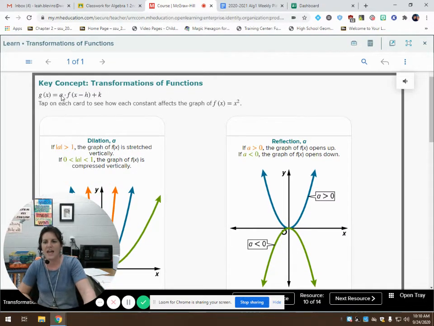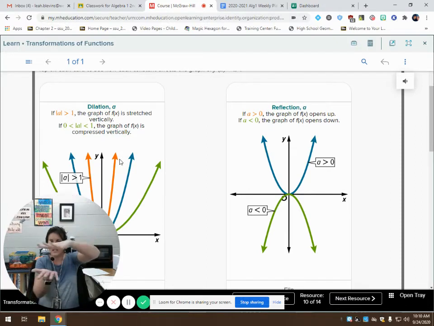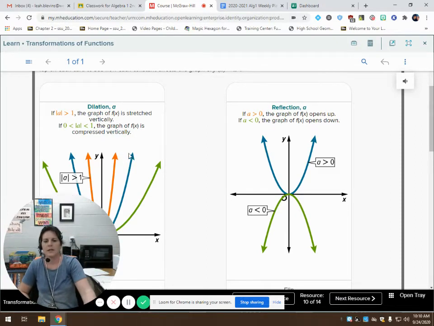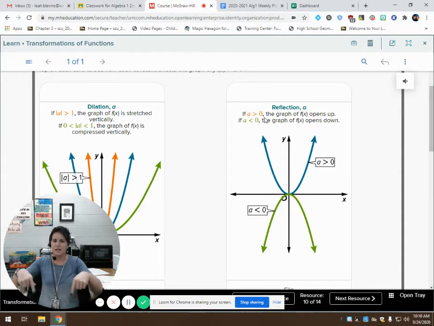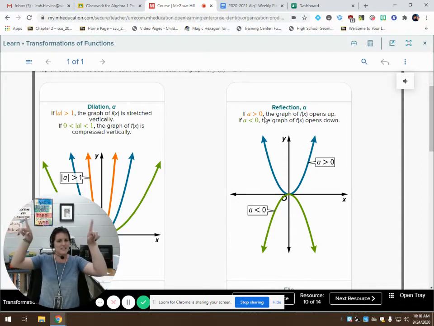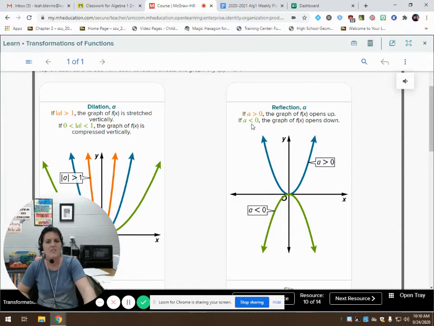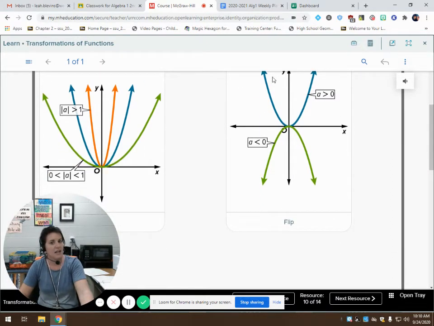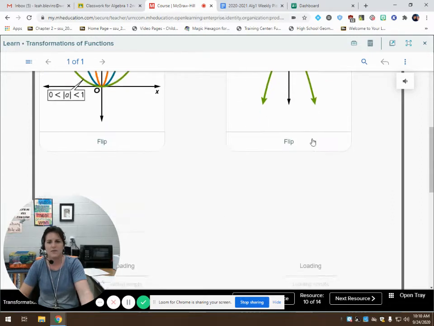So if a, outside of the f of x, is greater than 1, then that tells me that my graph is being stretched vertically. If it's in between 0 and 1, it's being compressed vertically, so it's getting wider. If a is greater than 0, that tells me that it opens upward. It's a happy face. Positive people are smiling. If a is less than 0, then it's a frowning face because we know negative people frown. And that frown upside down is when a is positive.